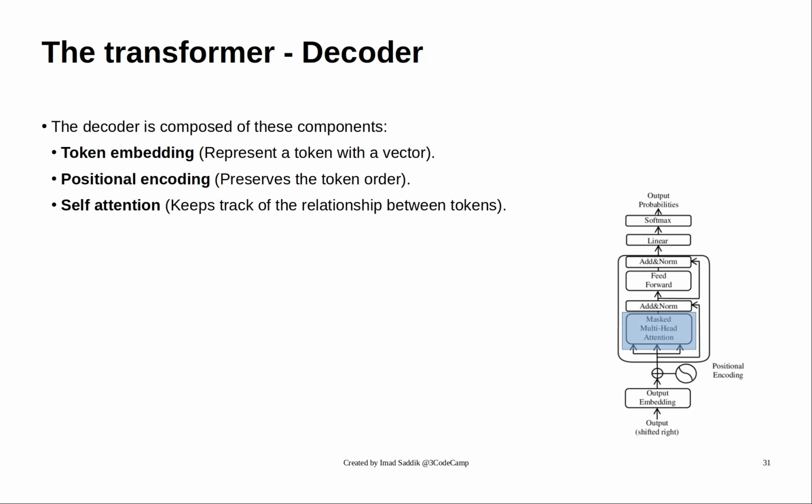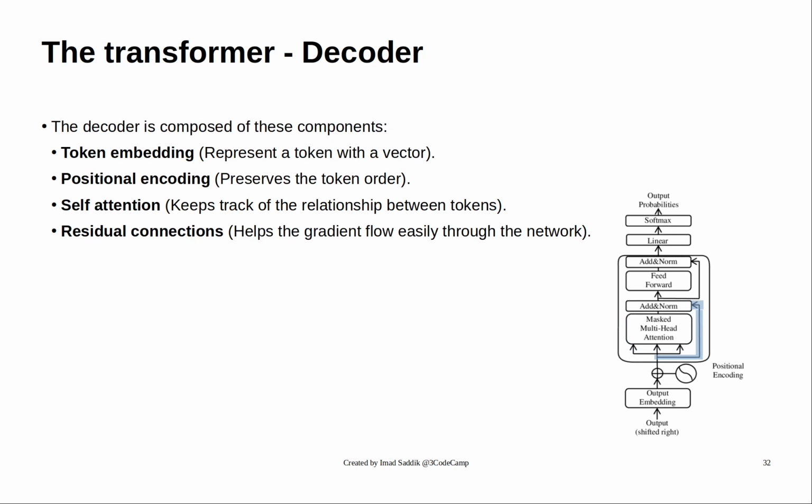Now we reach the self-attention mechanism. Its main job is to understand the relationship between different tokens in a sentence. This is crucial in language modeling because the meaning of a word often depends on the words around it. Self-attention helps the model focus on the most relevant words, no matter where they appear in the sentence. This allows the model to capture context and meaning more effectively.